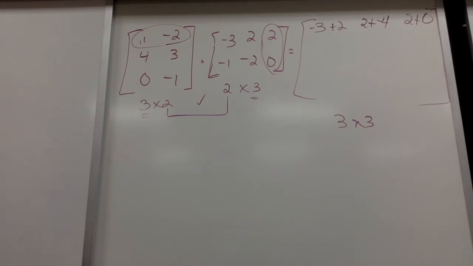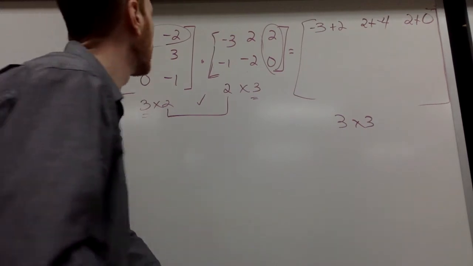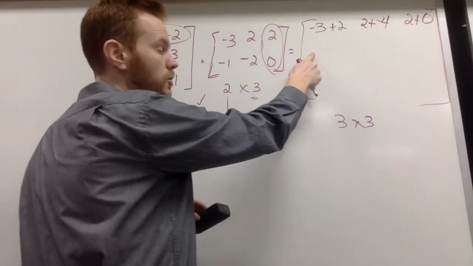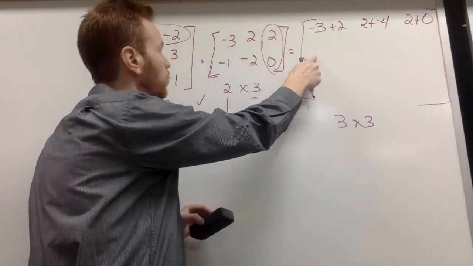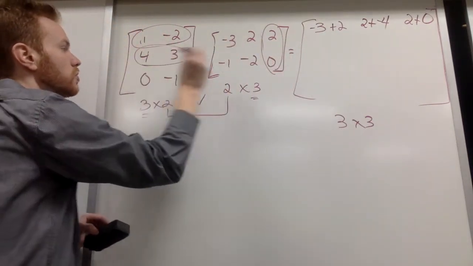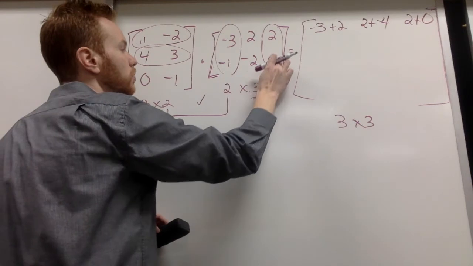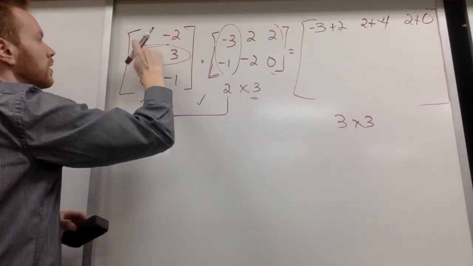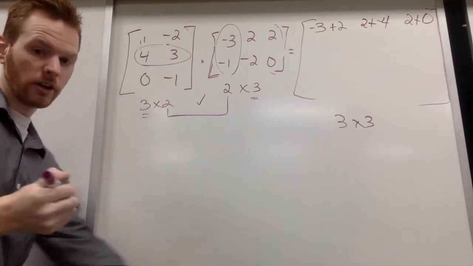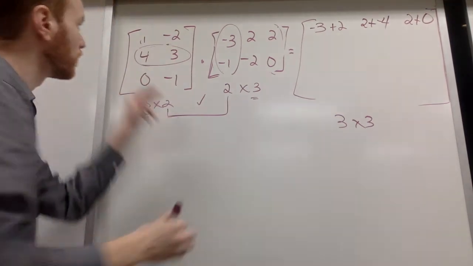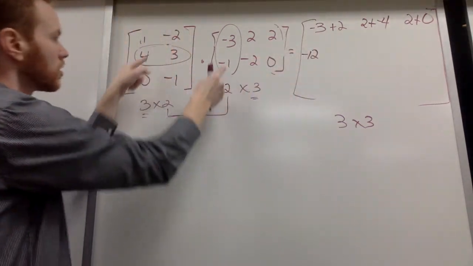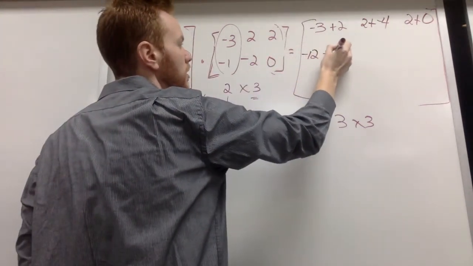All right. So let's keep going. So once again, if you're confused on what to do next, this spot is in row 2, column 1. So that means row 2 and column 1 is what I'm looking for here, to put in that spot. Okay, so we're going to go ahead and simplify it. So 4 times -3 is -12. 3 times -1, -3.